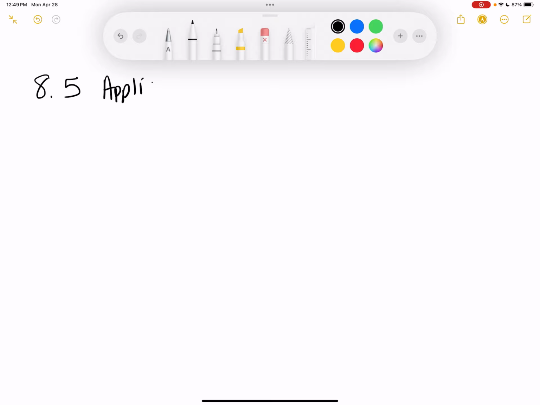Applications from science and stats. There's not really any notes with this. There'll be like a teeny tiny little bit when we get to the stats part.